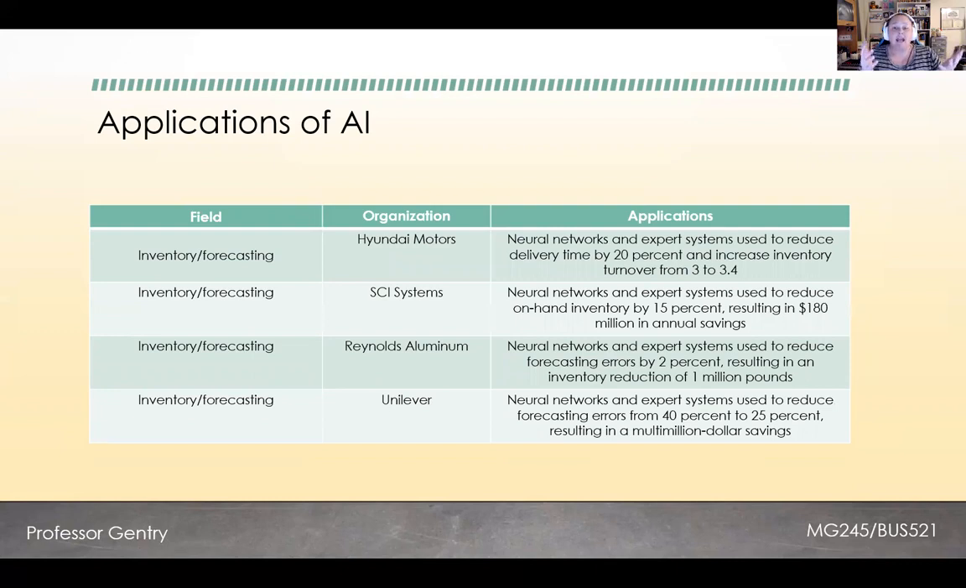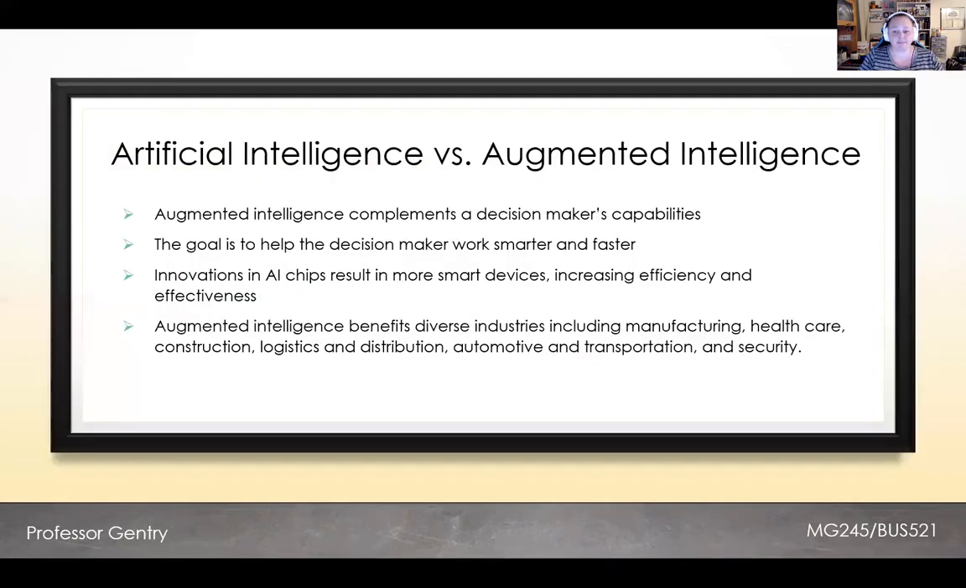On the other hand, AI can be used for inventory control in several different ways. Here we can see that Hyundai uses it for delivery time reduction. SCI uses it to reduce overhead in their stored inventory. And Reynolds and Unilever use it to reduce errors, resulting in a cost savings.